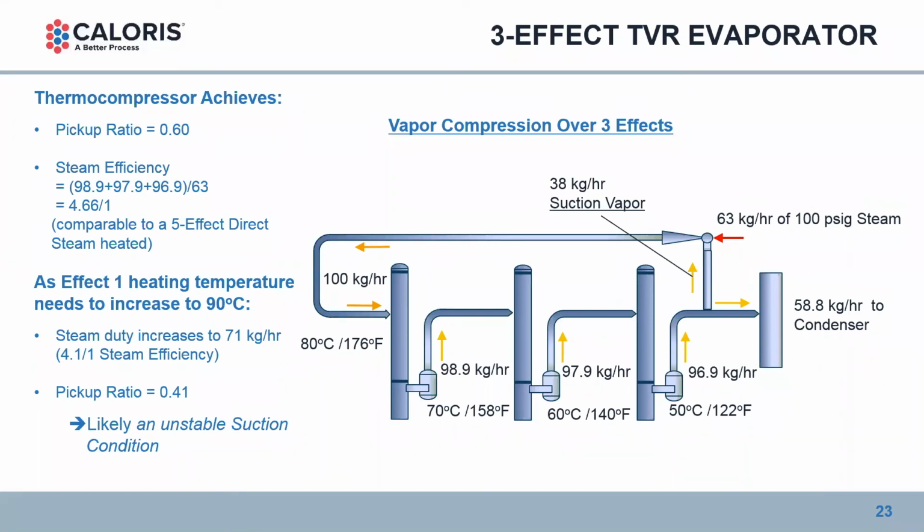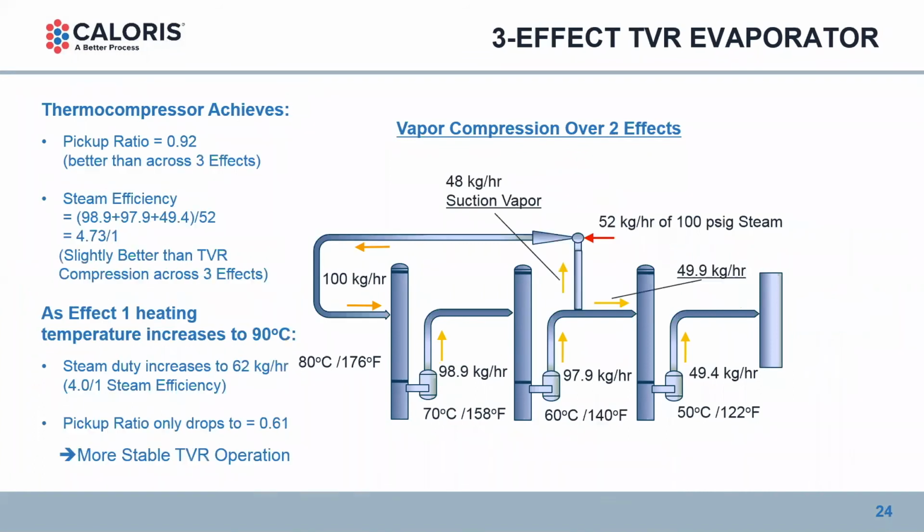And sometimes it'll suck vapor into the TVR and other times it won't. And it just gets into an unstable condition. And I end up dumping a lot of heat to that surface condenser, and it almost starts acting like a 3 effect direct steam heated evaporator. So looking at a design point, it's a little unfavorable to consider that TVR across 3 effects with that temperature profile. And there are a lot of variables here; I'm not going into this simplified overview.